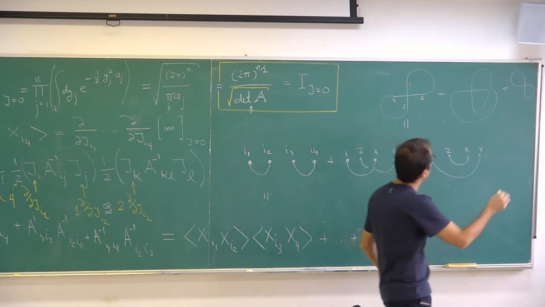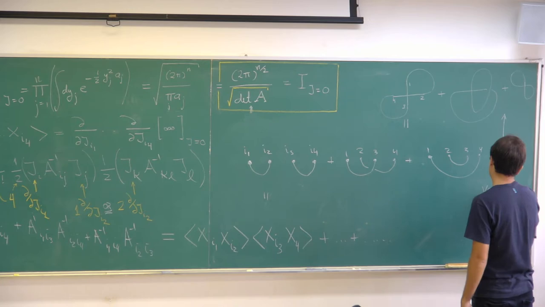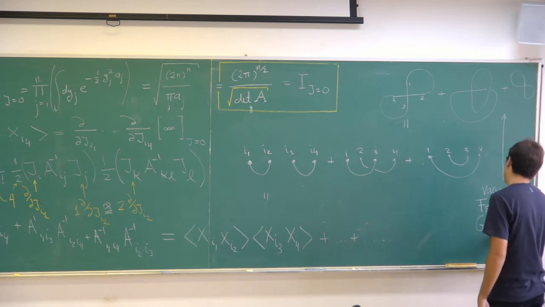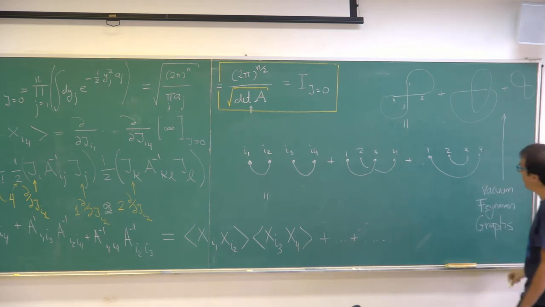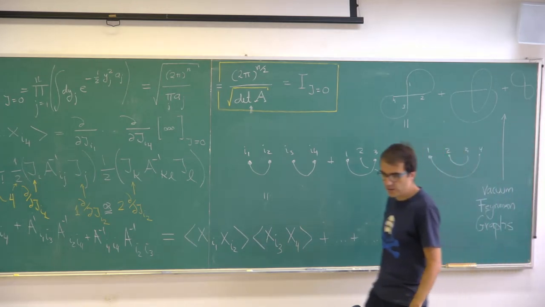And in these kinds of pictures, this is what we would normally call vacuum Feynman diagrams. They are just a graphical mnemonic for understanding how to think of this four-point function in this case, where I draw my four-point function as a vertex with valence 4, and I just contract it in all possible ways. And that's what this Gaussian integral is.